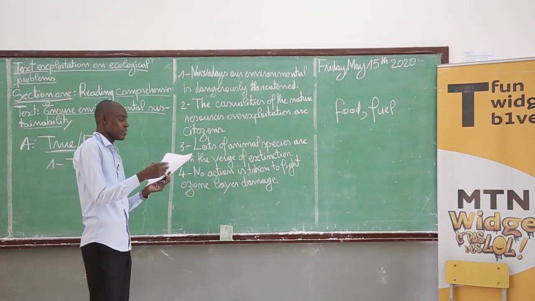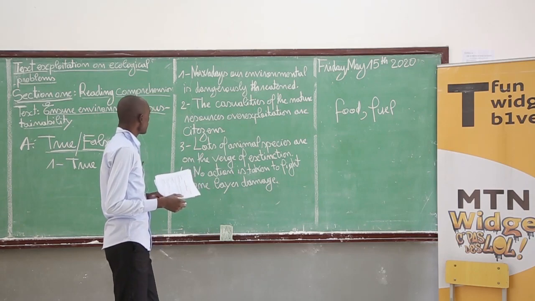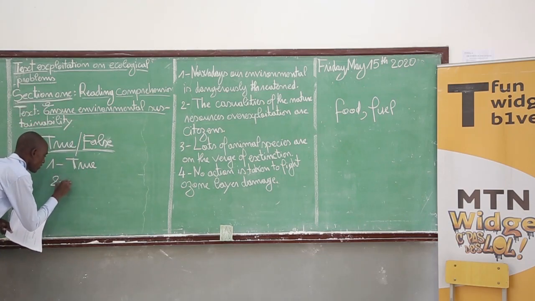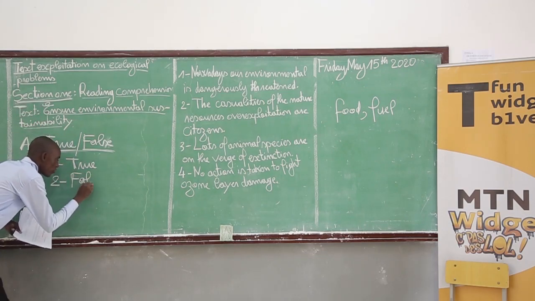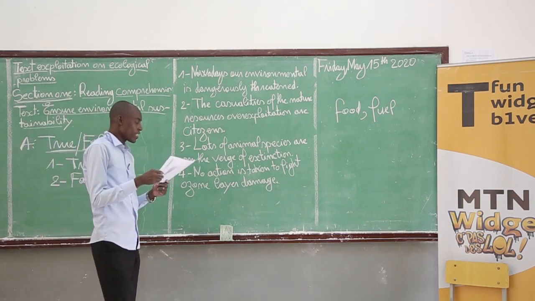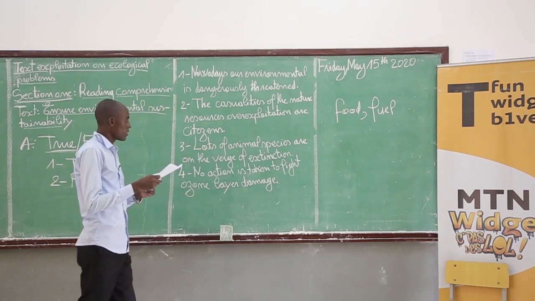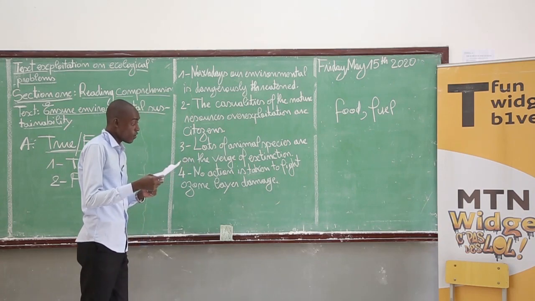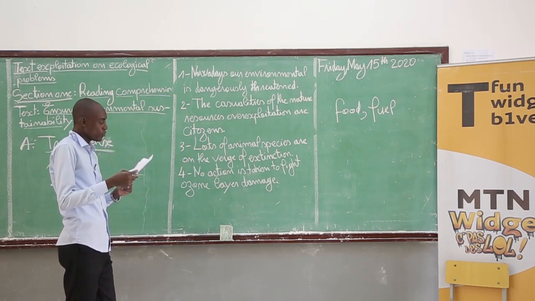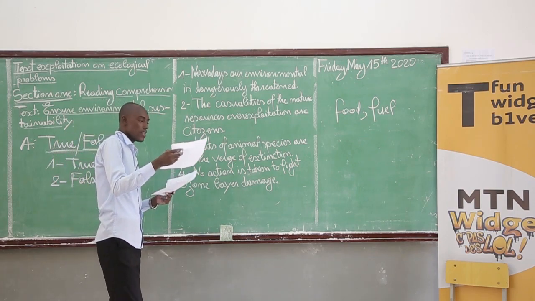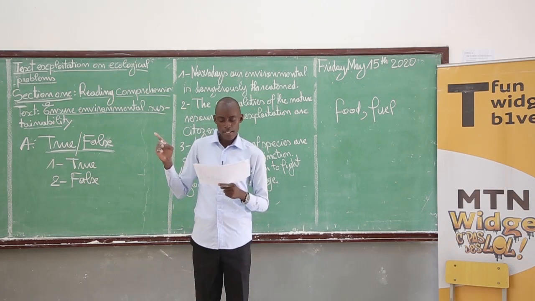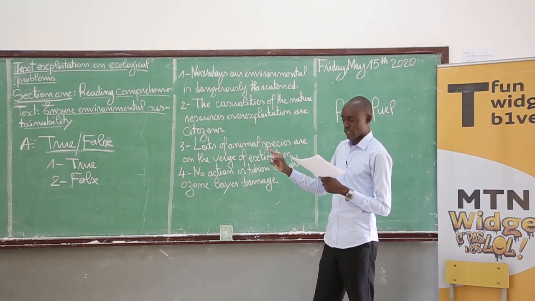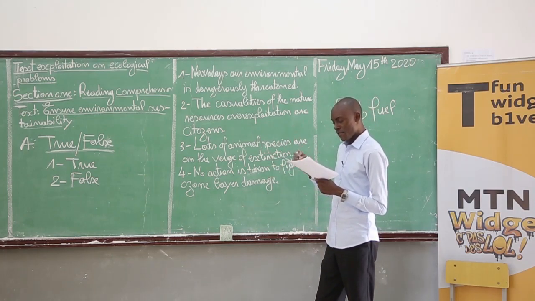According to you, dear learners, I think that this sentence is false. We can write false. And we are going to check in the text if this sentence is false. We have: the casualties of the natural resources over-exploitation are citizens. Let's read in the text if this statement is true. It is false. Let's read the first paragraph.